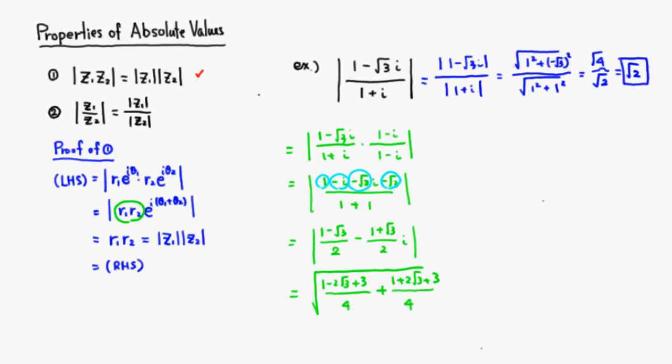Then you can see that we can cancel out negative 2 square root of 3 and positive 2 square root of 3. Then you end up getting 1 plus 3, 4 over 4, plus 4 over 4, so square root of 2. Right? So you can see that the answers match up. But you can see that applying property number 2, it is very, very simple. All right? That's it. I hope that this was clear.